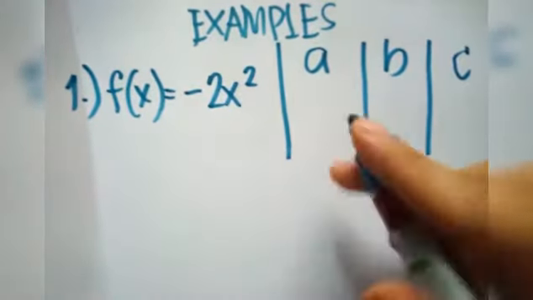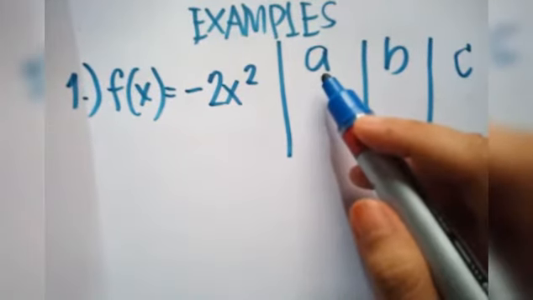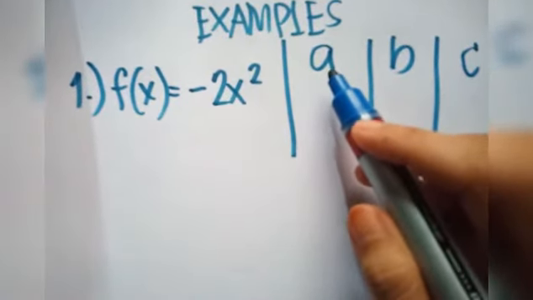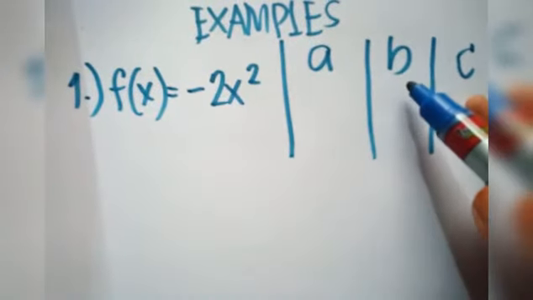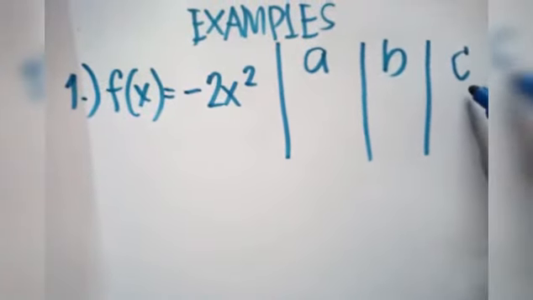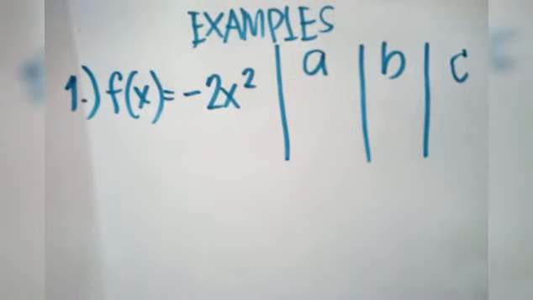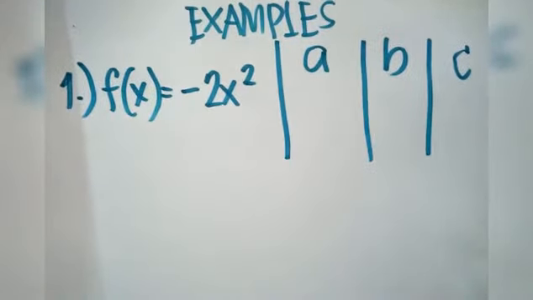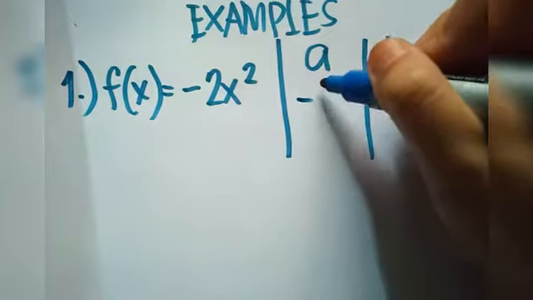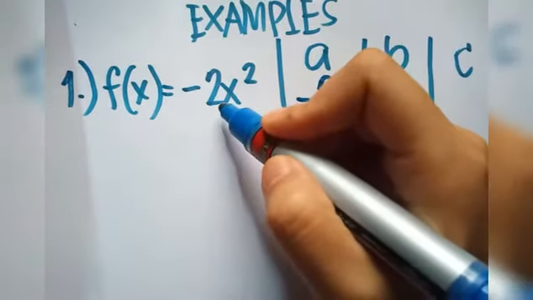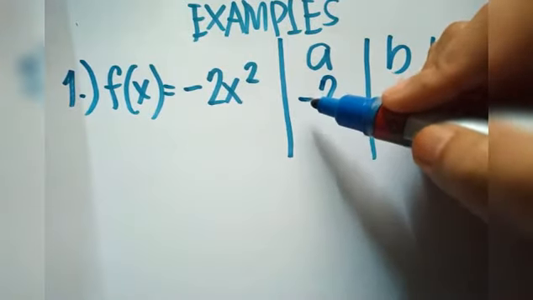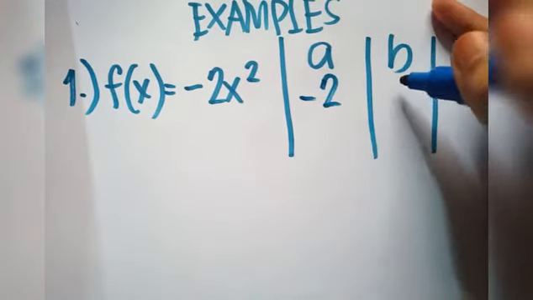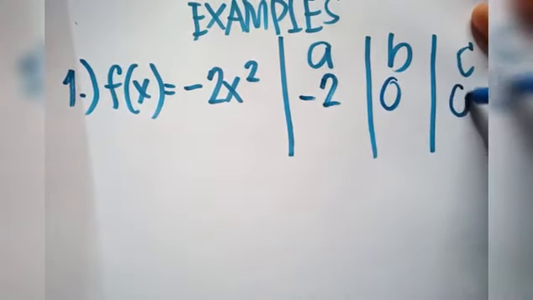So, yung A natin dito ay yung ating quadratic function or quadratic term, which is meron siyang exponent na 2. Then, yung B natin ay yung ating linear term. Then, yung ating C dito ay yung ating magiging constant. So, yung ating A dyan, we have negative 2. Since wala tayong linear term and constant, ang ating B and C dito ay magiging 0 na lang siya.